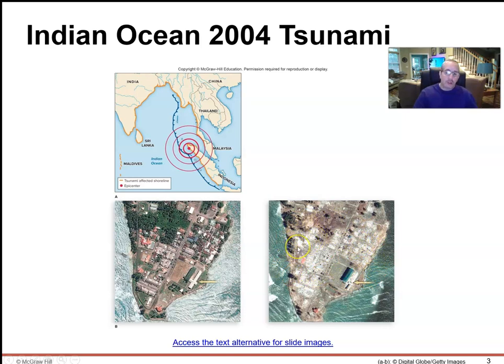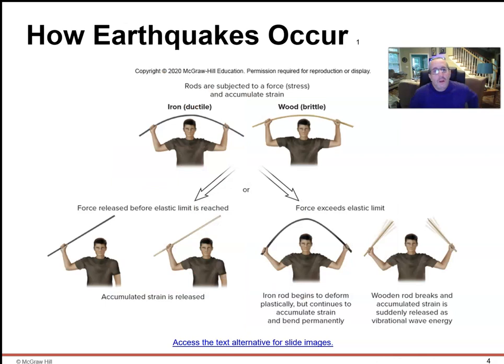So this is the destructive power, and a tsunami is a related hazard to the earthquake. The earthquake itself will cause damage from the waves that it sends and the shaking that occurs. But if it occurs on the ocean floor like this one did, in a subduction zone, then that shaking might not be really close to land, but it could result in a tsunami that affects land hundreds or even thousands of miles away. So how does an earthquake occur?